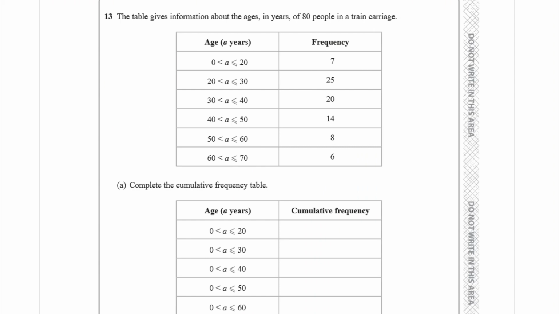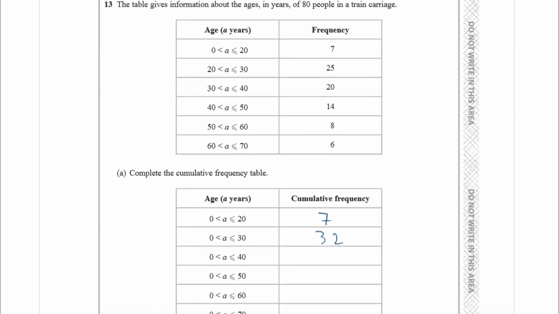So question 13 here is reasonable. It's a question that has to do with cumulative frequencies. Remember that cumulative frequency is adding the frequencies. So from 0 to 20, well, we have 7 people. These are ages of people in a train. How many people are between 0 and 30? Well, we have 25 and 7. So cumulative, meaning we add those values together.